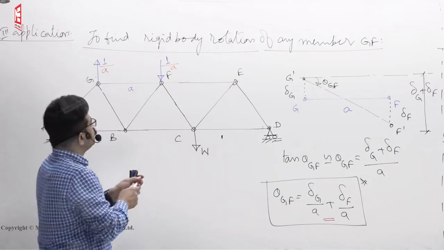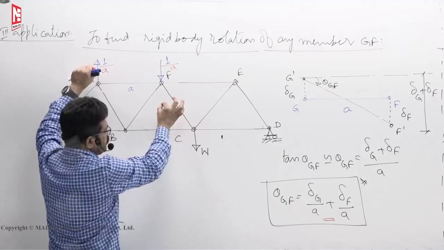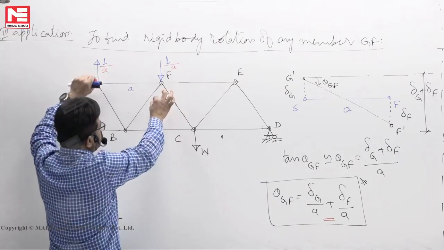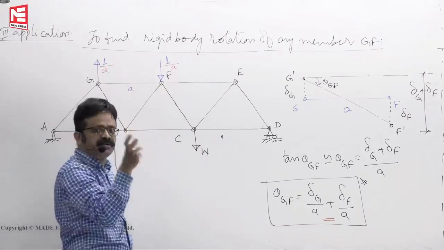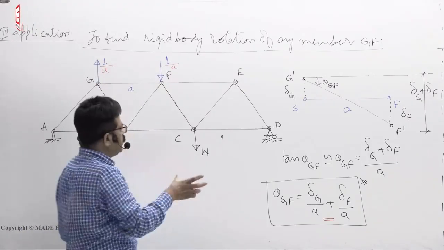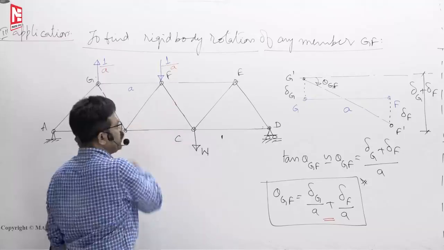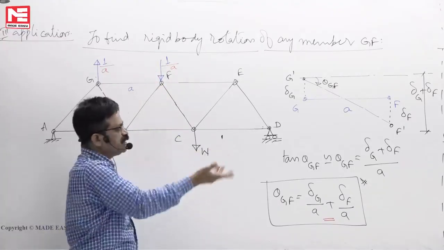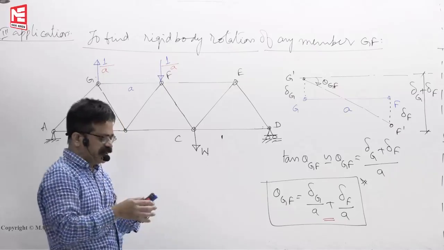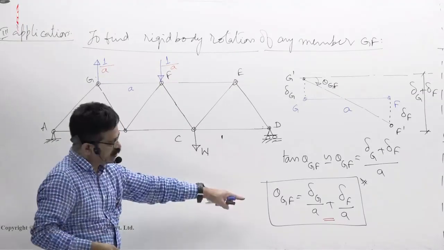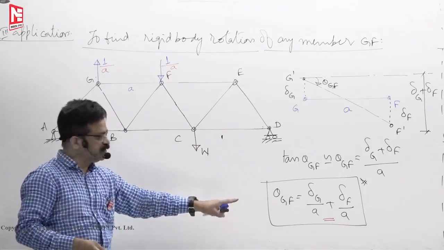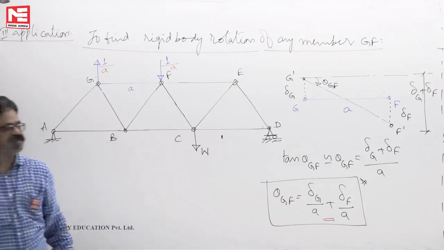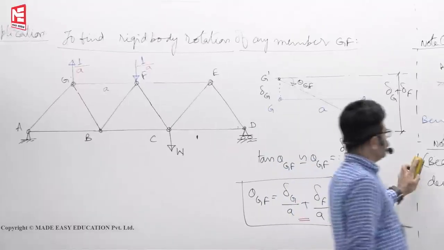So if you want to find rotation of any member GF, which you call rigid body rotation, apply unit couple at the two ends of the member. Then due to W find P values, due to this unit couple find K values, then PKL by AE directly gives you the delta G by A plus delta F by A values you will get directly from the principle of superposition. Now you see, this is what your conclusion.